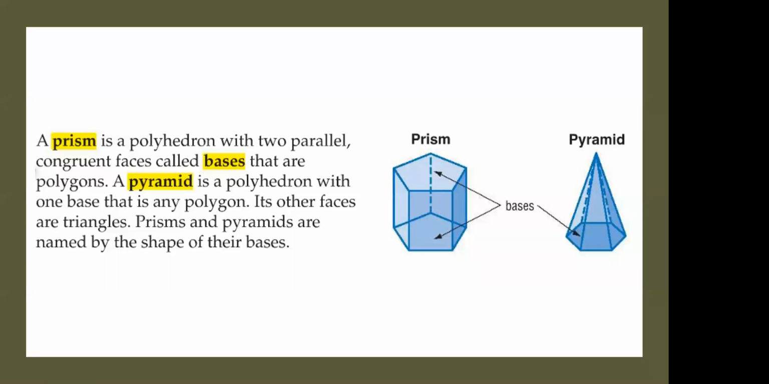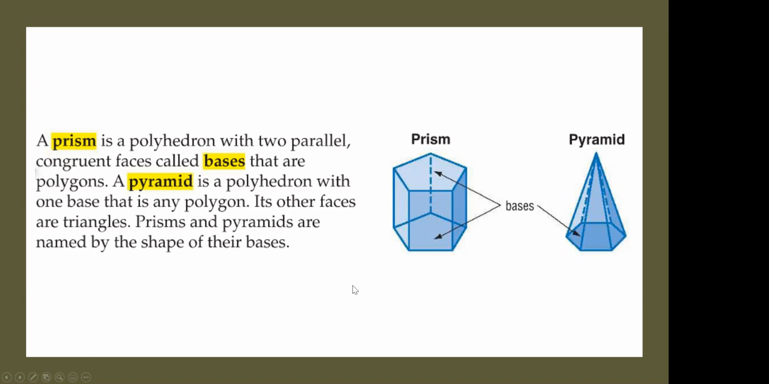And then it talks about prisms, and that is a polyhedron with two parallel congruent faces called bases. So here we have a pentagon, okay, it has the base, and the bases are polygons. And then a pyramid is a polyhedron with one base that is any polygon. So right here is a hexagon, and its other faces are triangles. Okay, see how these are triangles, okay?